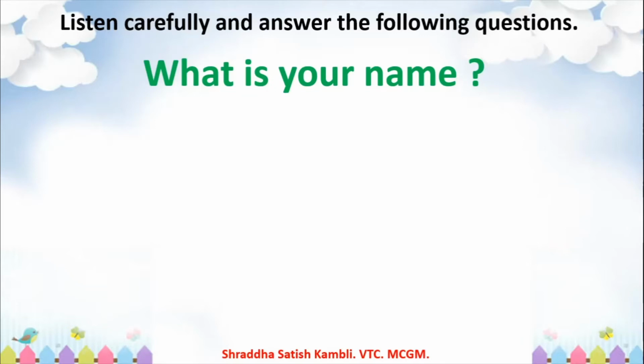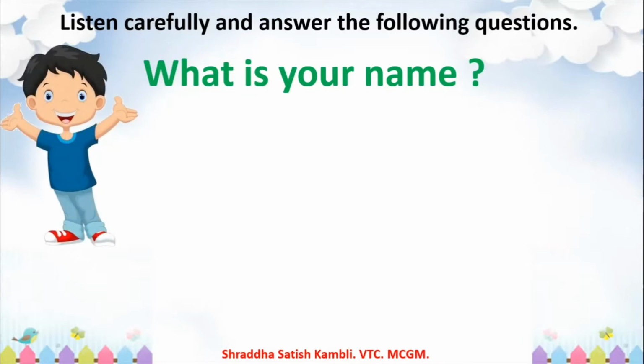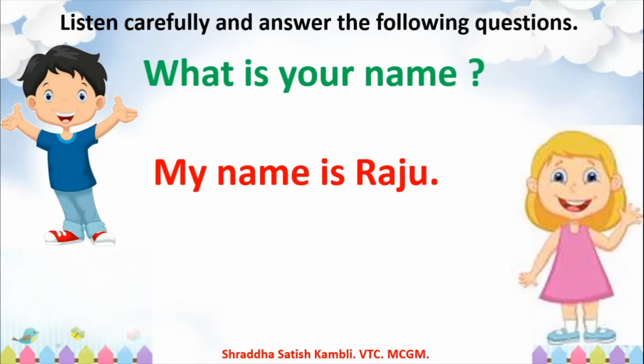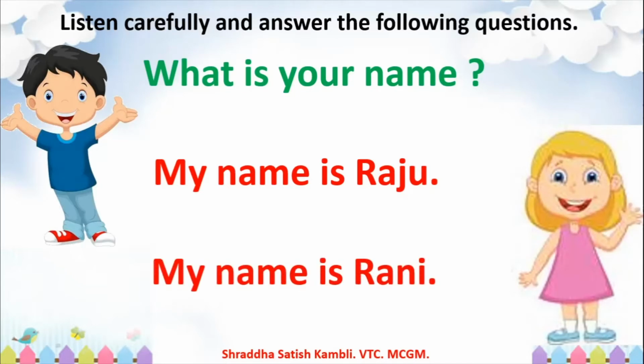So come on, where is our boy for today? This is our boy. So I have asked him, what is your name? And he's telling me, my name is Raju. So what is his name? His name is Raju. See, you can say this along with me, okay? You can repeat this. So if someone asks you, what is your name? What will you say? You will say, my name is, and then your name. What will the girl say? What will she say? She will say, my name is Rani.